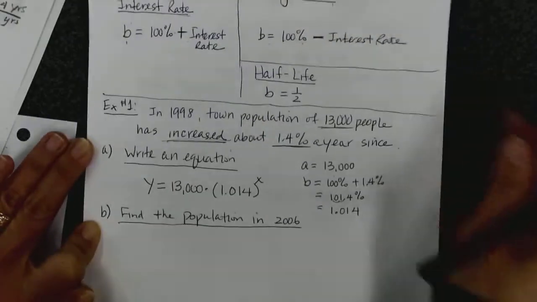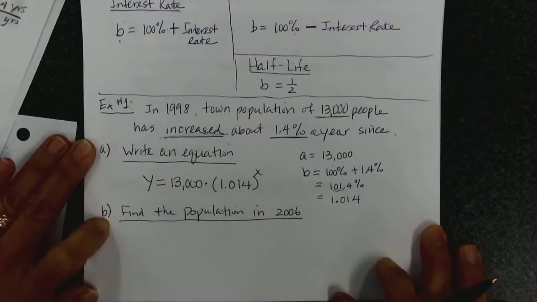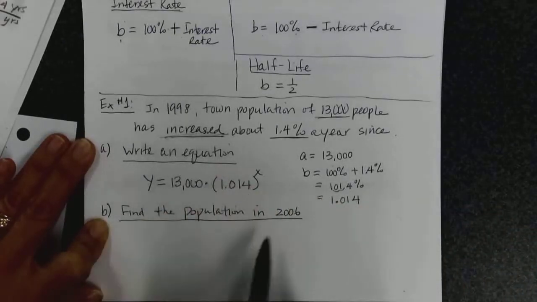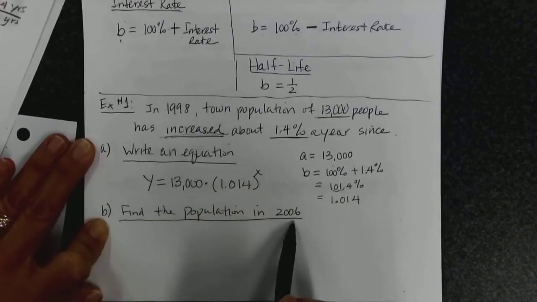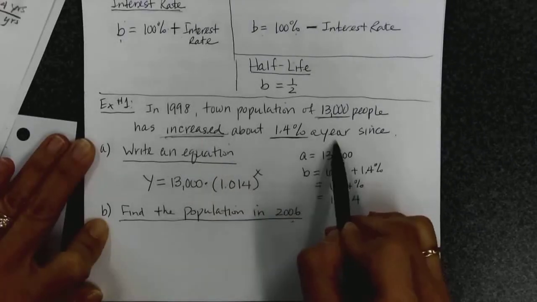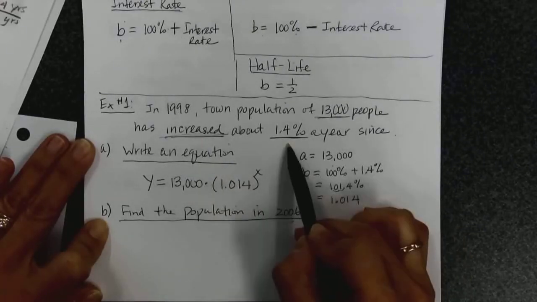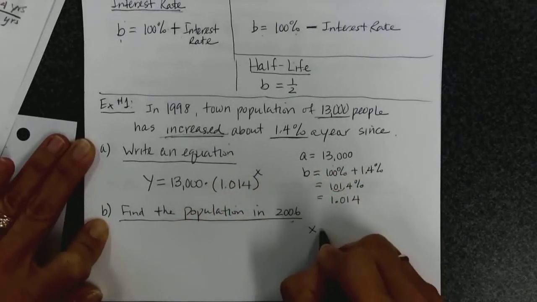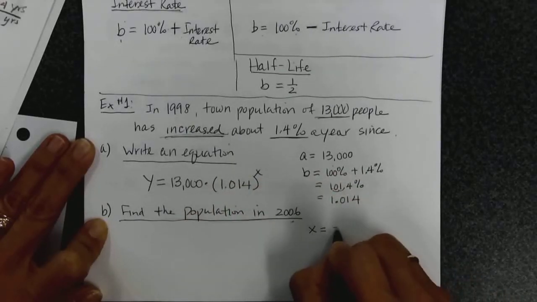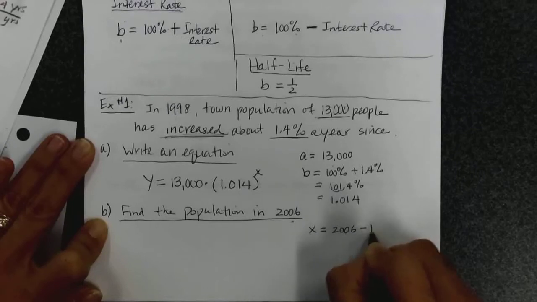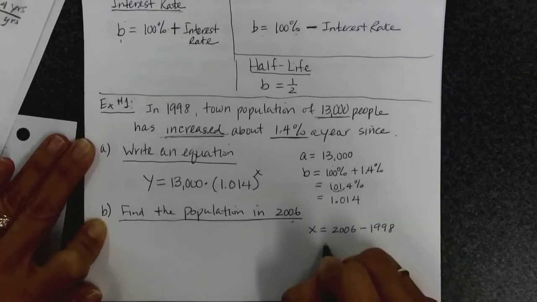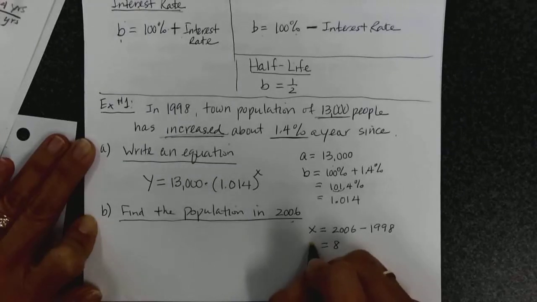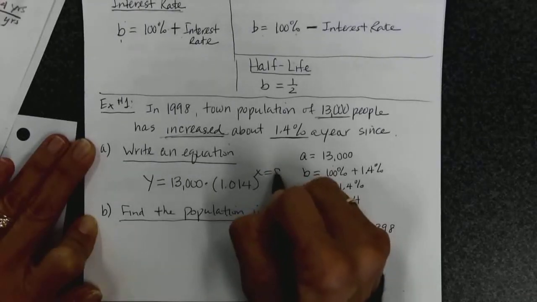So now once we have our equation, we can figure out how much population will be in 2006. Well, I want to know how much population is in 2006. So it increased once a year at 1.4% since 1998. So I want to know how many times it increased. So we're going to take 2006, take away 1998, and it has increased 8 times. So x would equal 8, so we plug it in, x equals 8.